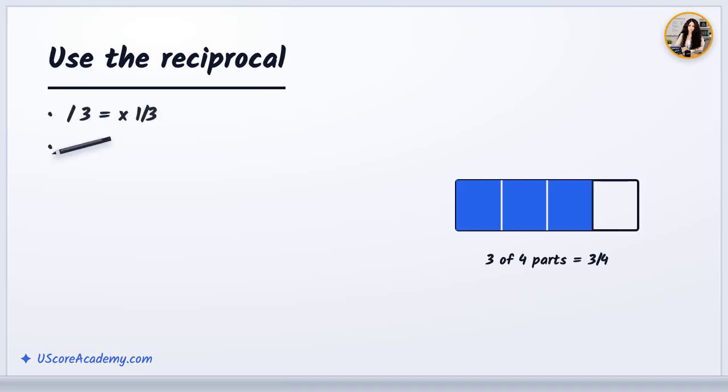Another way is to multiply by the reciprocal. Dividing by 3 is the same as multiplying by 1/3. 1/2 times 1/3 is 1/6, the same answer as before.